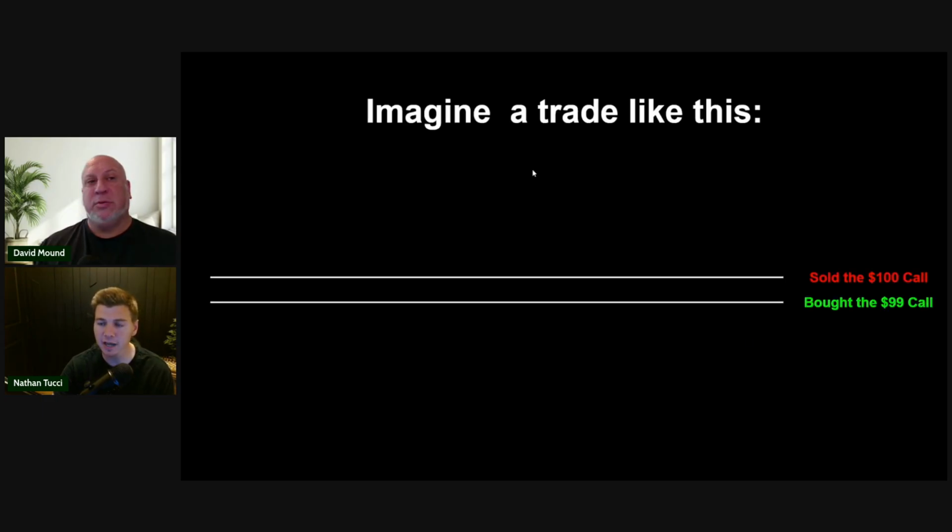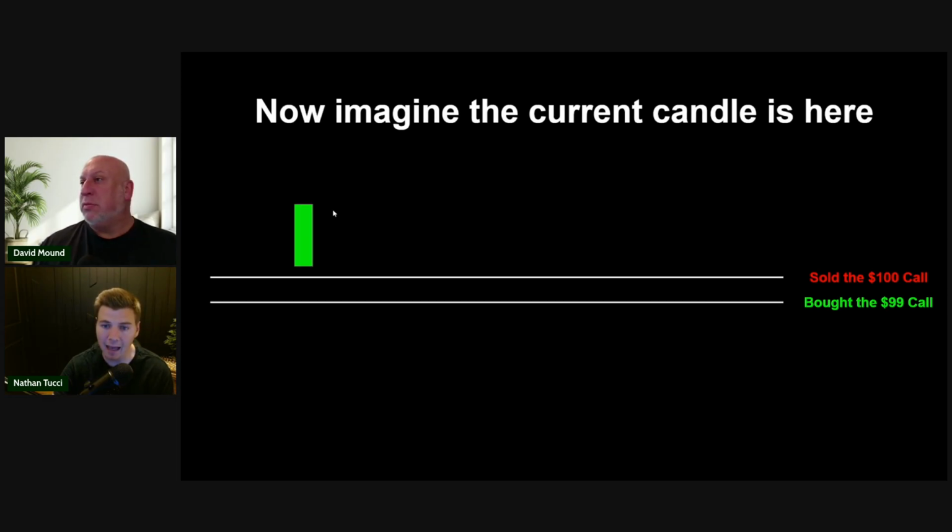Imagine you take a trade like this. You buy the $99 call and you sold the $100 call. So this is what we would call the line in the sand. This is the price that you want it to be above. So imagine that trade. And now imagine that the current price is here.